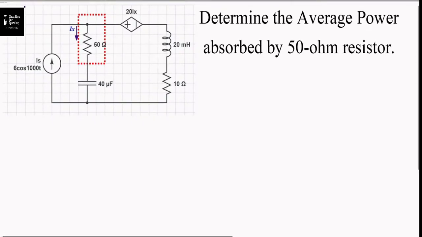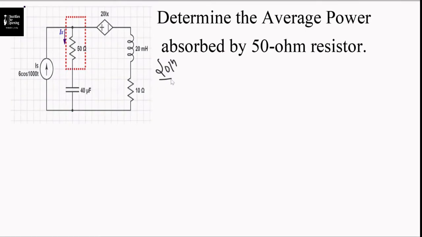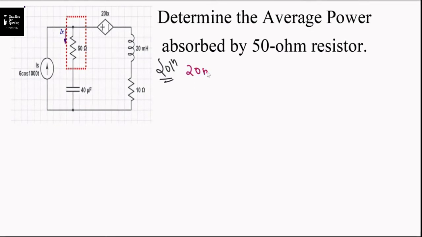A question is given such that we need to determine the average power consumed by the 50 ohm resistor. In the given question, a circuit diagram is given, and in the circuit diagram we have seen active components are there. So let's start. First of all, we need to convert the inductor and capacitor into their Laplace domain.